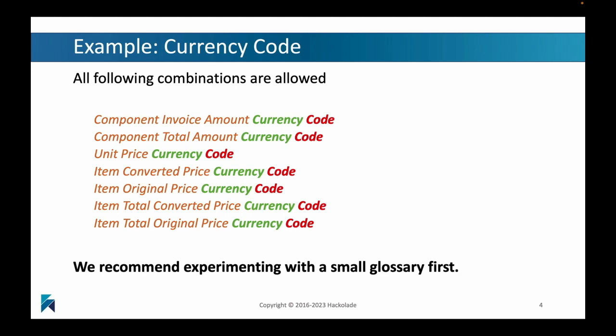Therefore, it should be clear that there's a lot of possible combinations here. There's a lot of possible interdependencies between the different rules that you're going to specify. And therefore, we recommend that you experiment with a small glossary first. You will see the complexity, you will see the outcome of the model verification very, very quickly, and then make it more sophisticated as you go along.